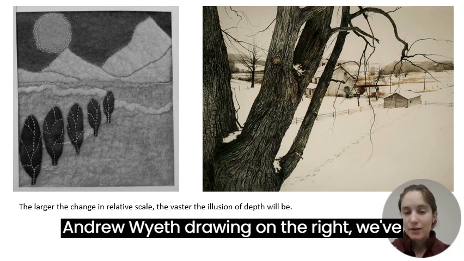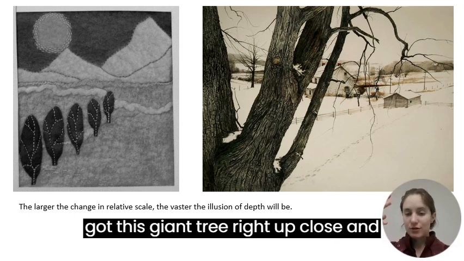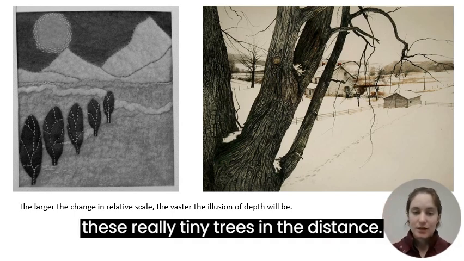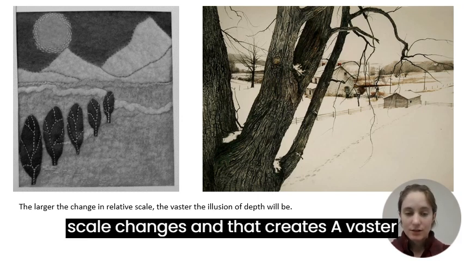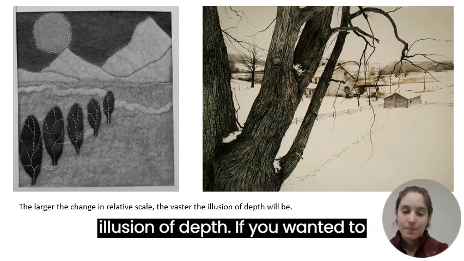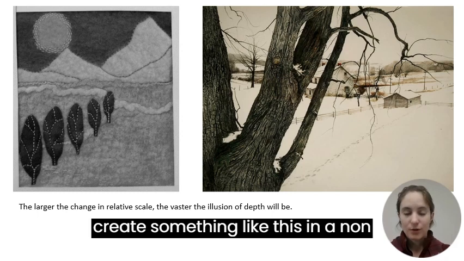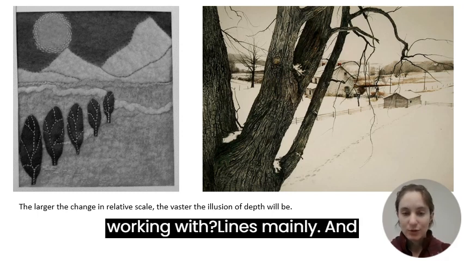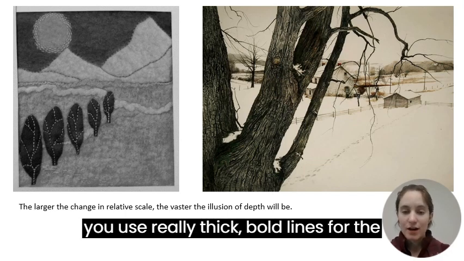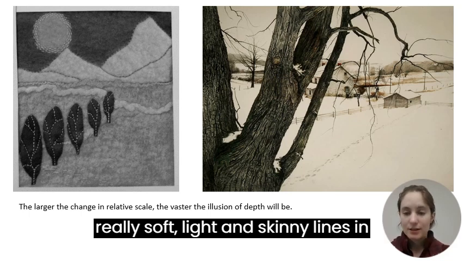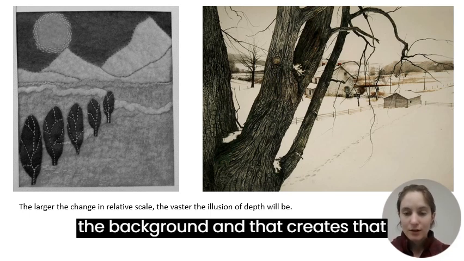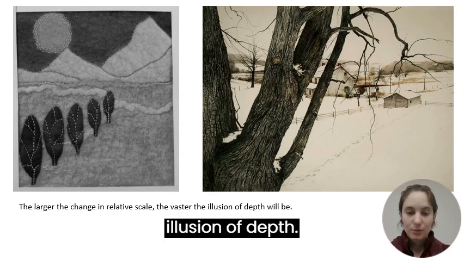Whereas in the Andrew Wyeth drawing on the right, we've got this giant tree right up close and these really tiny trees in the distance. So there's much more contrast in the scale changes, and that creates a vaster illusion of depth. If you wanted to create something like this in a non-representational work, maybe you're working with lines mainly, and you use really thick, bold lines for the closest part of your composition, and then really soft, light, and skinny lines in the background, and that creates that illusion of depth.